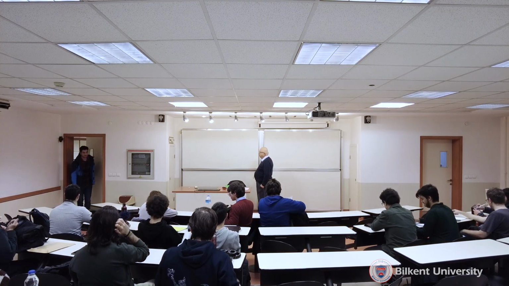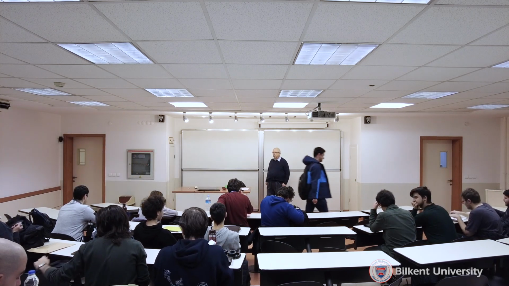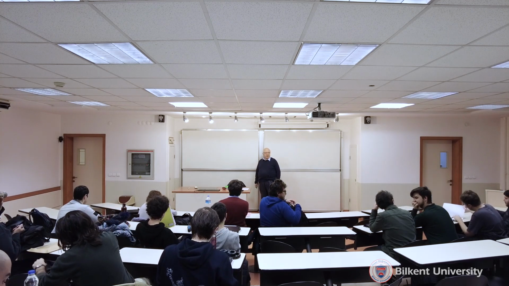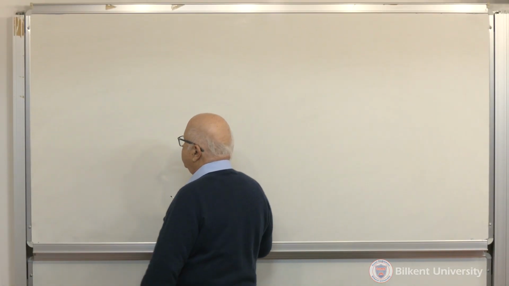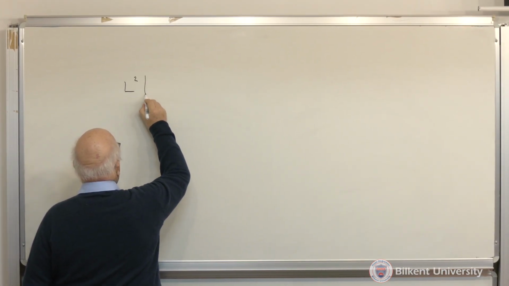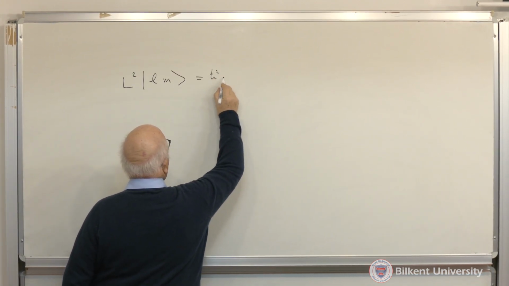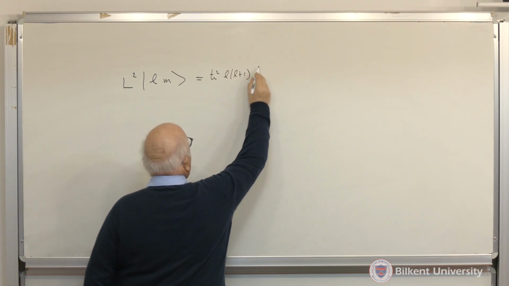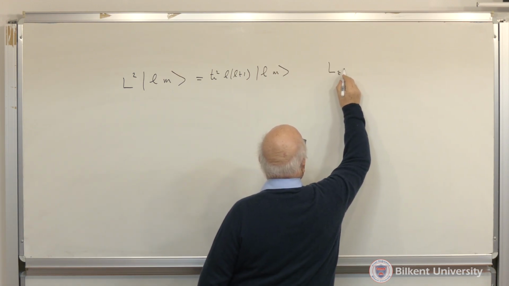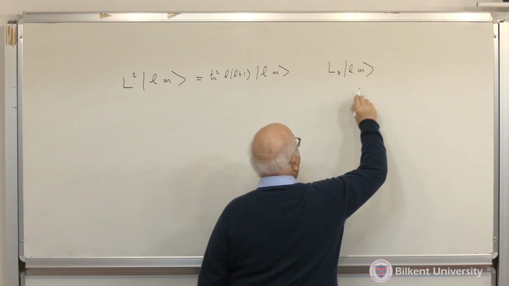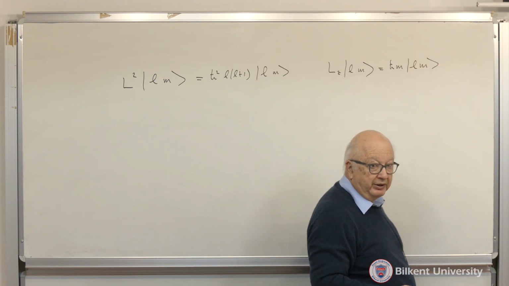Okay, so we have been working on the angular momentum eigenstates, and we have these nice relations which say that since L squared and Lz commute, I have these eigenkets which have eigenvalues h bar squared l(l+1) for L squared, and also for Lz, the same ket gives me h bar m |l m>.